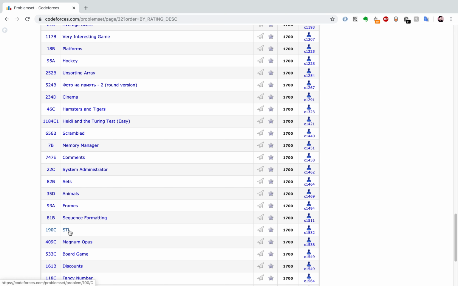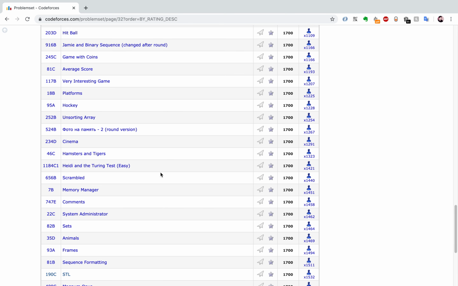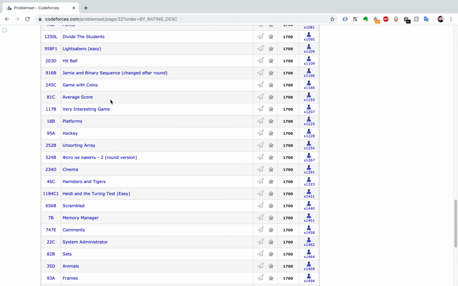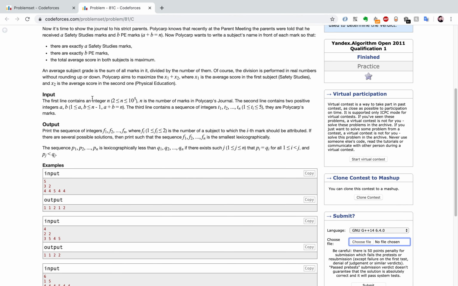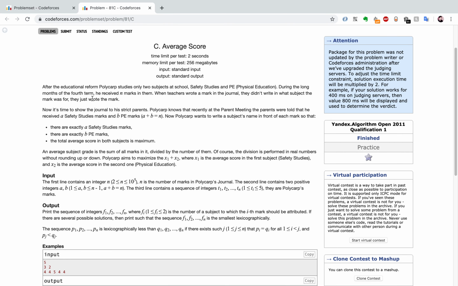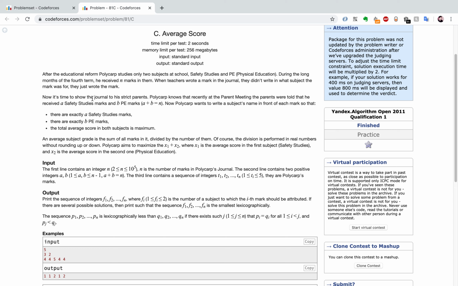I've seen the STL problem. It was a very implementation based problem, so I won't do it. I'll try to do some problems which are not so implementation heavy, but have something very interesting going on behind them. Maybe average score alpha looks like a nice problem. Okay, it is a C problem of a Div 1 kind of contest. It should be fine.